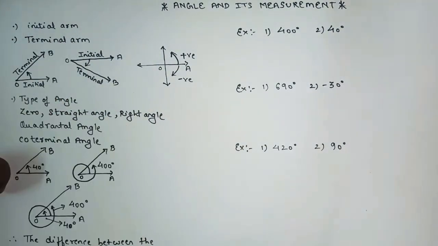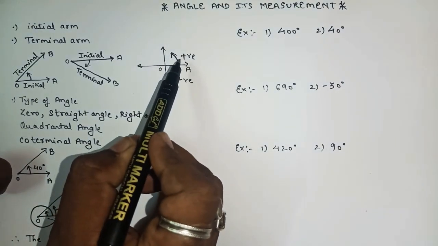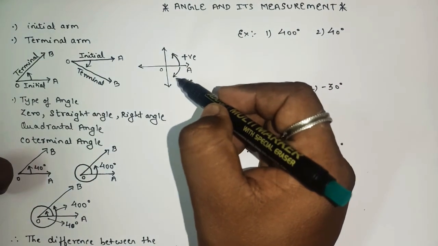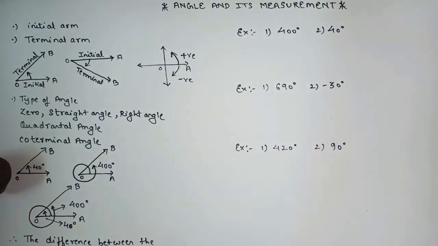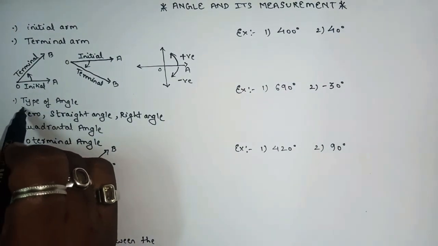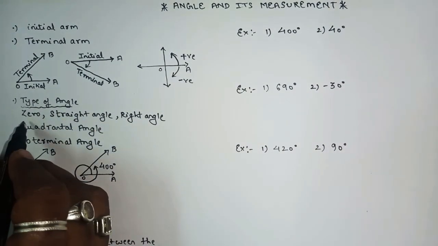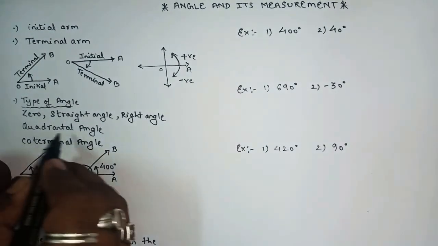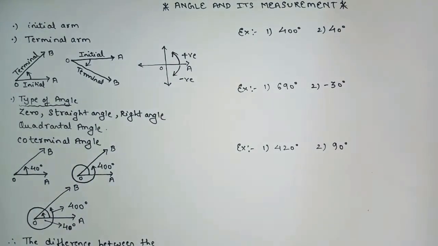Initial arm and the terminal arm. And we know that when a ray rotates in the anti-clockwise direction, the angle formed is taken as positive. When it rotates in the clockwise direction, the angle formed is taken as negative. And I hope you all have the basic knowledge about the types of angle: zero angle, straight angle, right angle, quadrantal angle. These four types of angle were there in your lower standard, 9th and 10th.